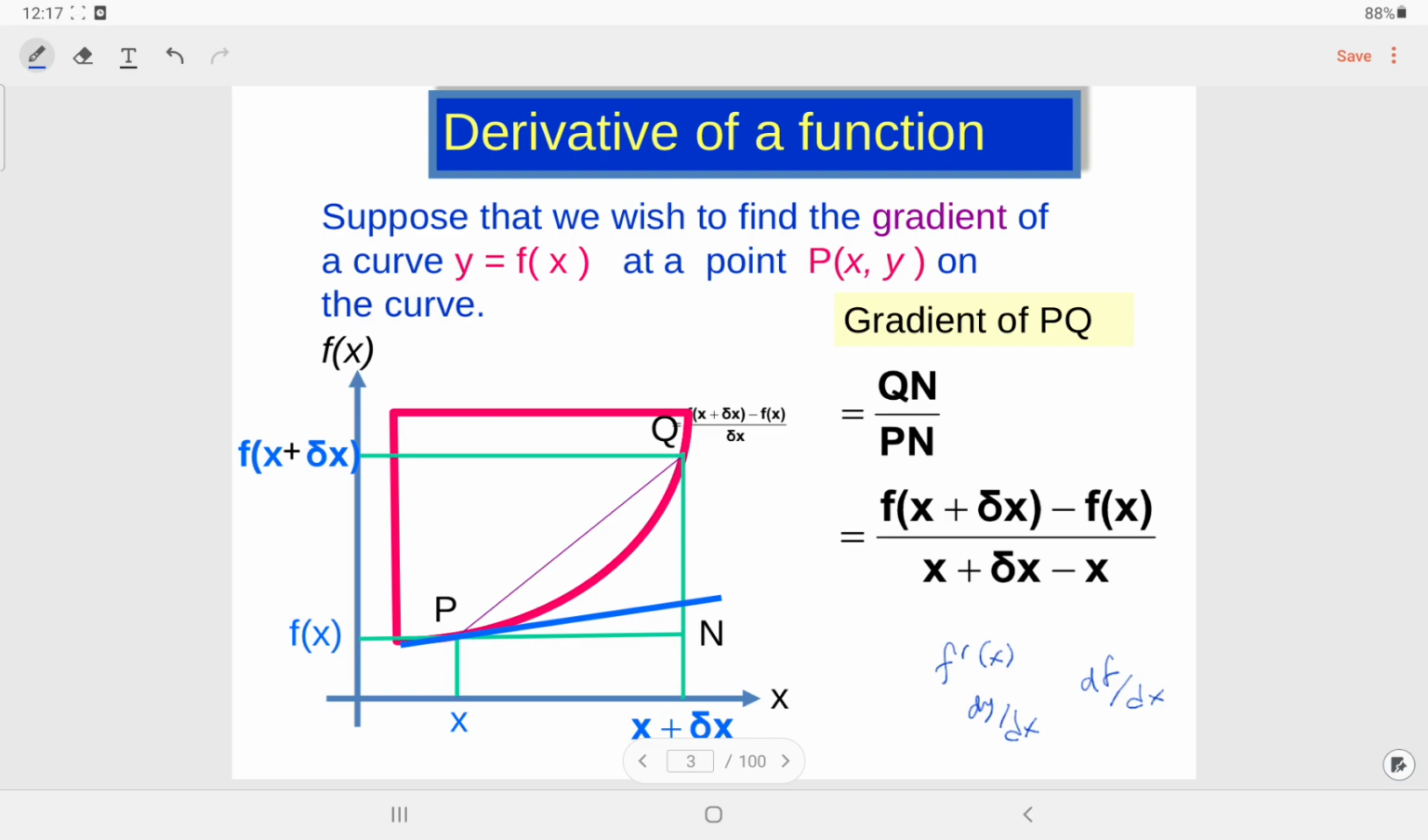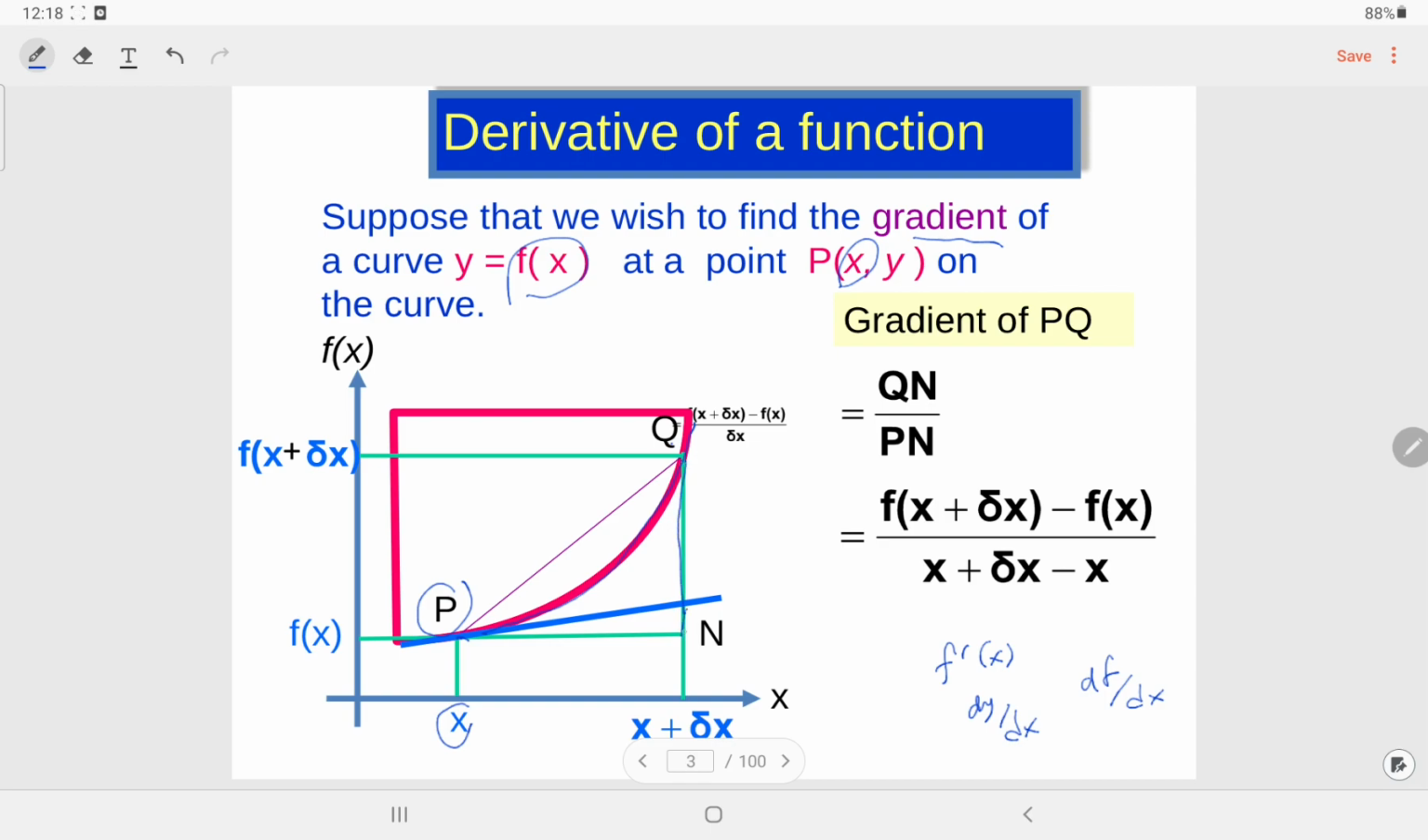Suppose that we wish to find the gradient. We have a point P and Q on the curve y equal to f(x), at a point P(x, y). The gradient of PQ is equal to Qn over Pn.